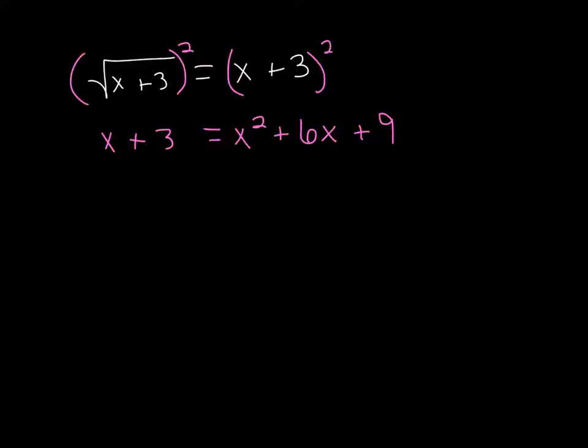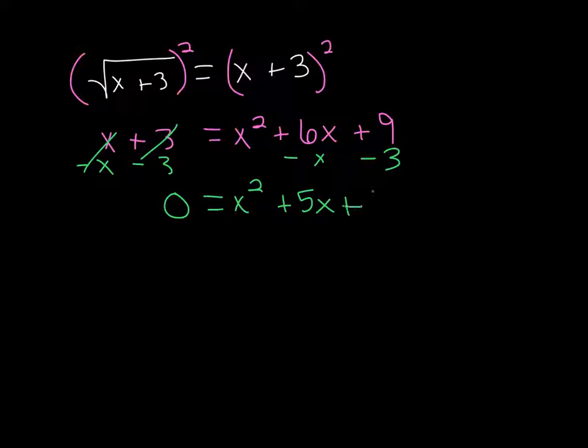Now this is quadratic again. So let's subtract these over here. Now notice I line them up with the like terms. So over here I have 0. We're trying to get everything on one side. Then x squared plus 5x plus 6.